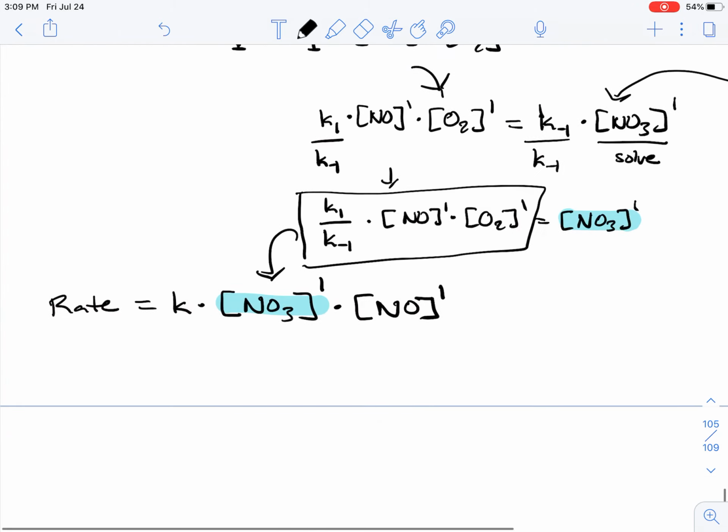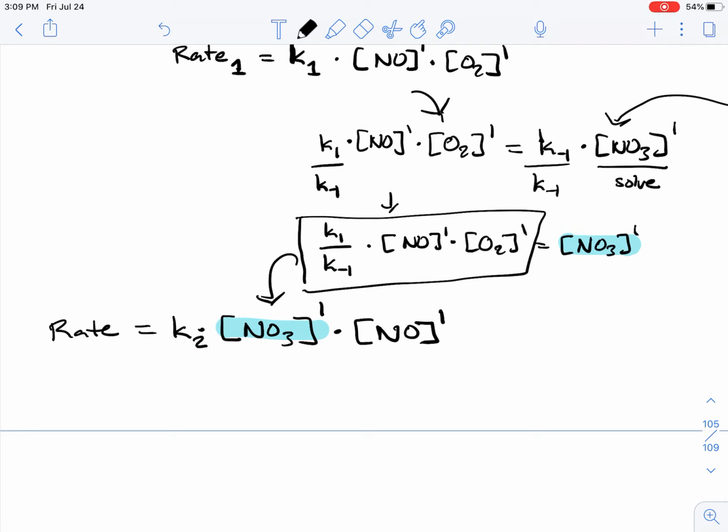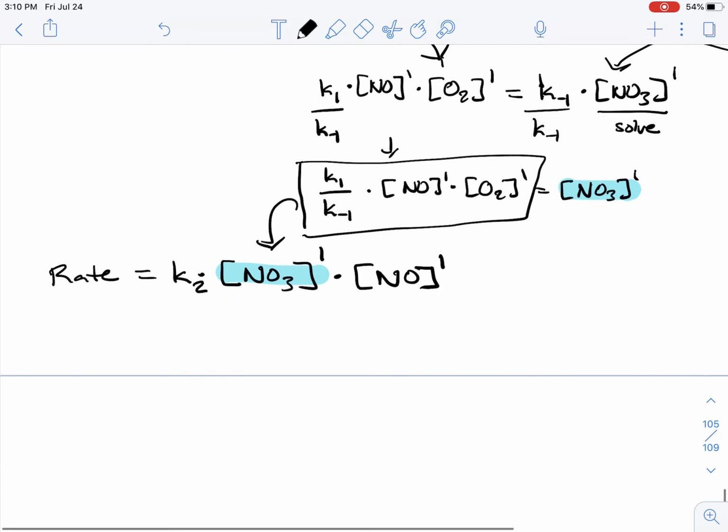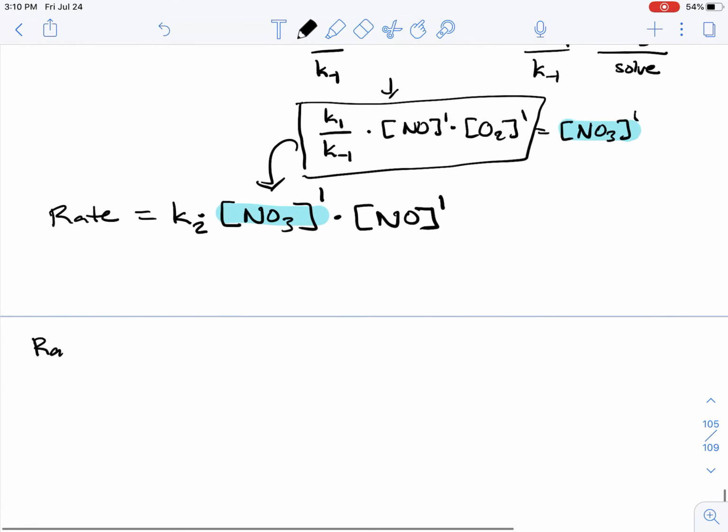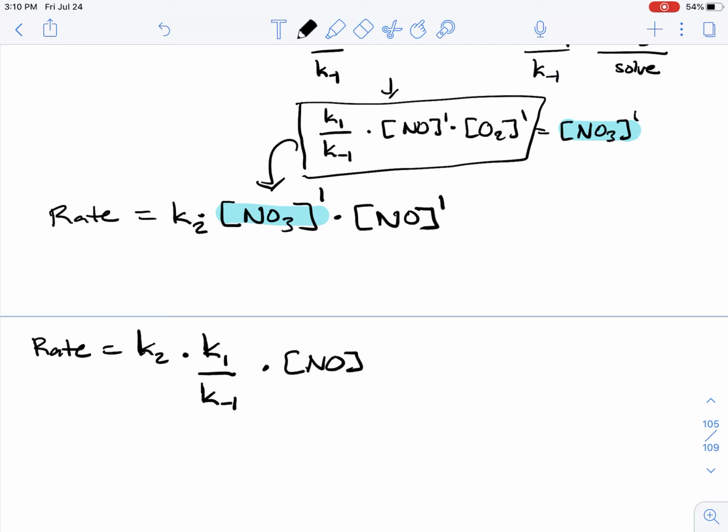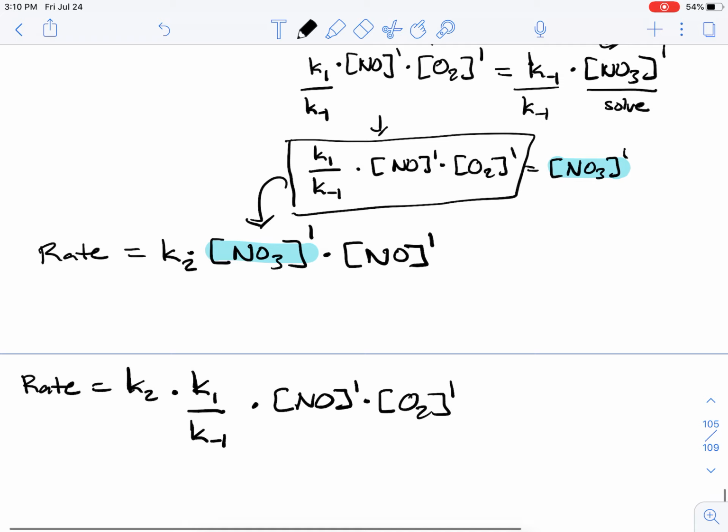Okay. And so K2, which is the rate constant in the forward direction for the second elementary step, is being multiplied by all of this other stuff that I boxed. So let me go ahead and just write that in. So the rate of the chemical reaction is equal to K2 times the rate constant in the forward direction from the first elementary step over the rate constant for the first elementary step that's going in reverse, times the concentration of NO raised to the first, times the concentration of O2 raised to the first, which equals... Oh, actually, it doesn't equal anything. And I'm missing one more item. I'm missing this.